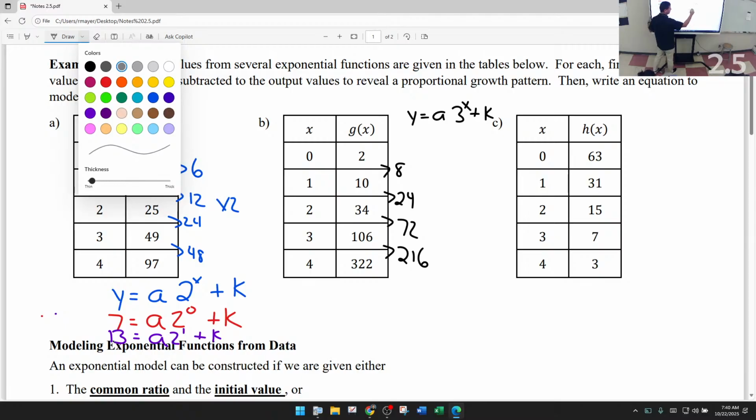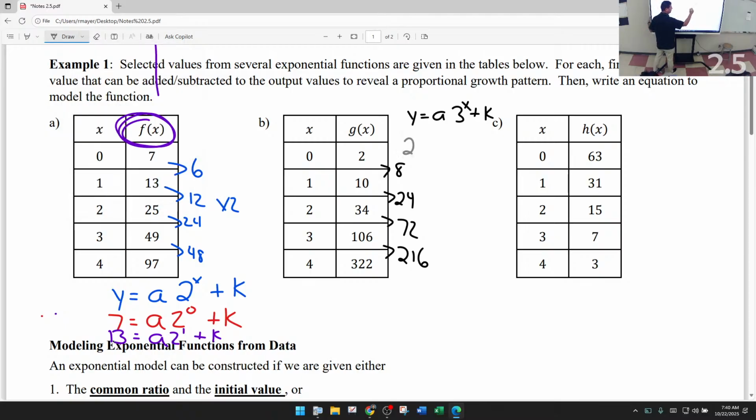Here we go. So I'm going to use 2 equals A. That's just going to be an A plus K. That's nice. Well, what do you mean? Where'd that 3 to the x go? I plugged in 0 for x. And if I plug in 0 for x, it's 3 to the 0. And 3 to the 0 is 1. And 1 times A is A.